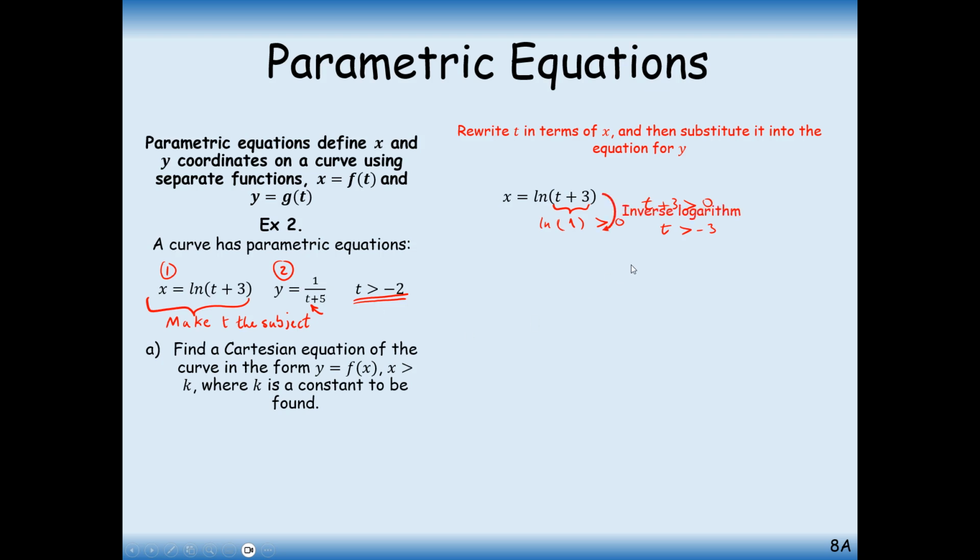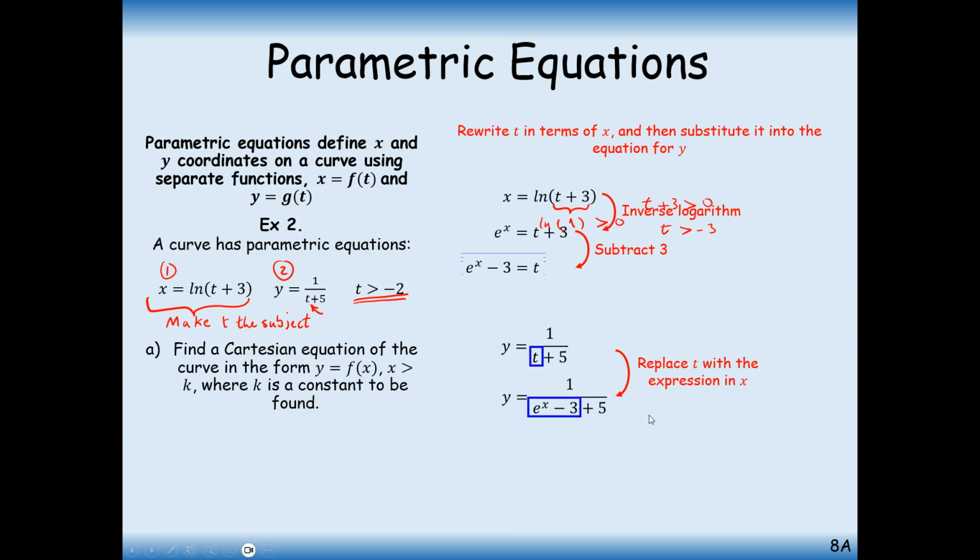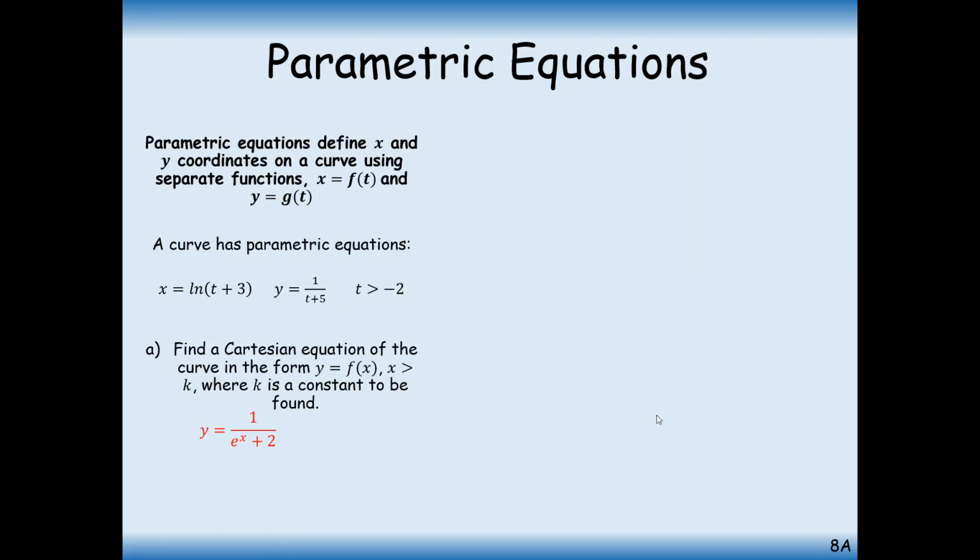We're going to use the inverse logarithm, that means exponential. So e to the power of x is t plus 1, t plus 3, subtract 3 from both sides, and substitute this expression of t into the second equation. So 1 over e to the power of x minus 3 plus 5 can be simplified to a plus 2. So we can finally write it as such. Okay, so that's the meaning of Cartesian equation there.